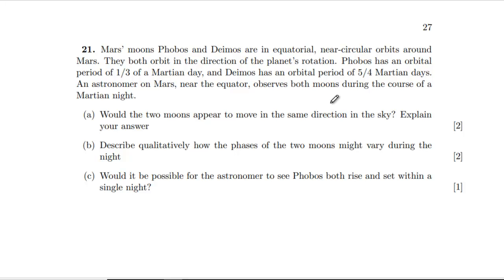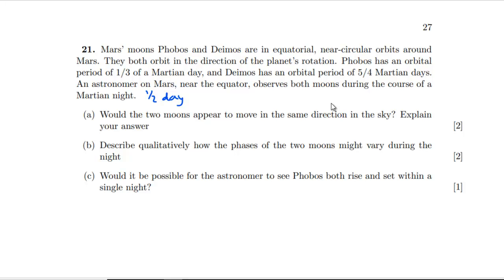Mars's moons Phobos and Deimos are in equatorial near circular orbits around Mars. They both orbit in the direction of the planet's rotation. Phobos has an orbital period of a third of a Martian day, and Deimos has an orbital period of 5/4 Martian days. You observe both moons during the course of a Martian night. I'm assuming that's half a day. Would the two moons appear to move in the same direction in the night sky?